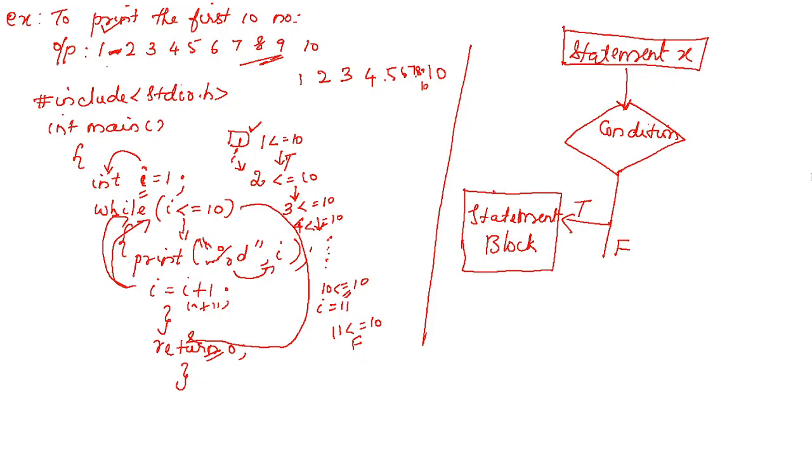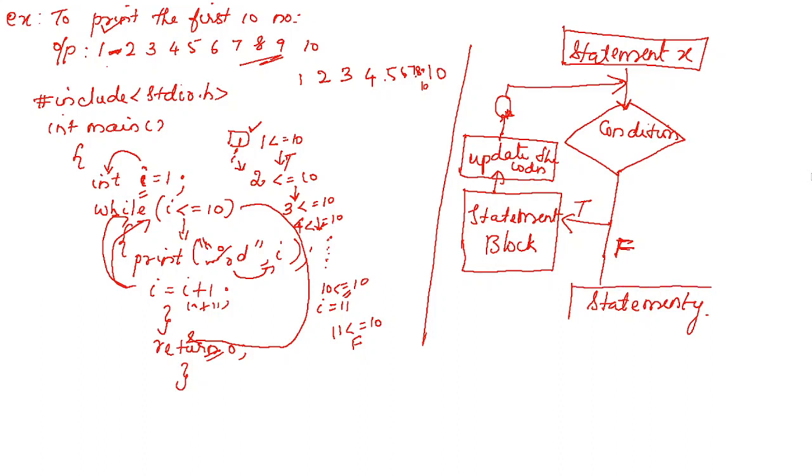After the statement block is executed, what you have to do is update the condition. Again, the condition will be checked. Suppose the condition is false, then it will come out of the loop and the corresponding sequential statement outside the loop will be executed. Statement Y will be executed. So this is the working of your while loop.